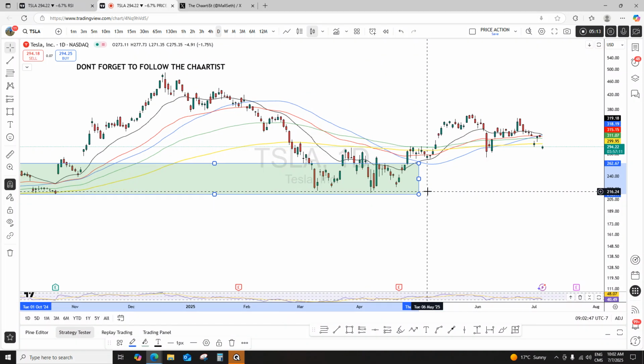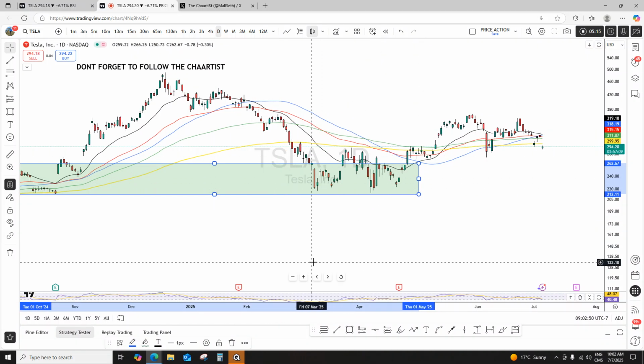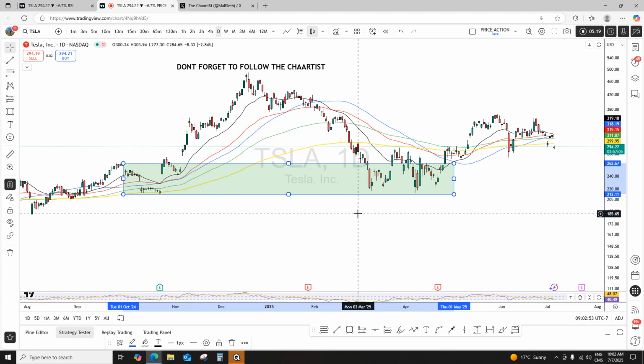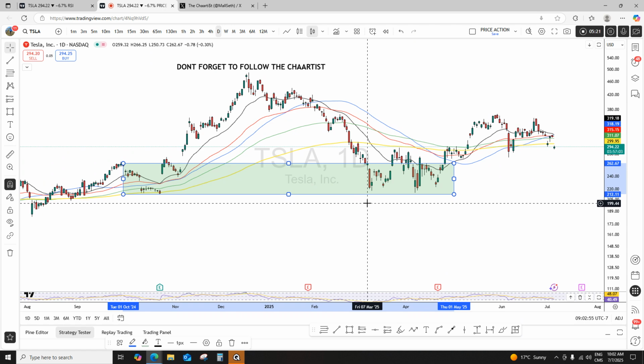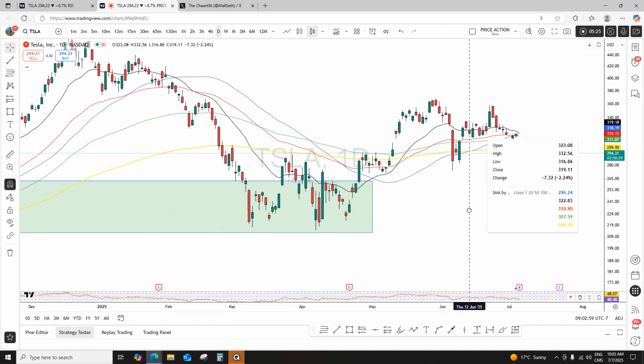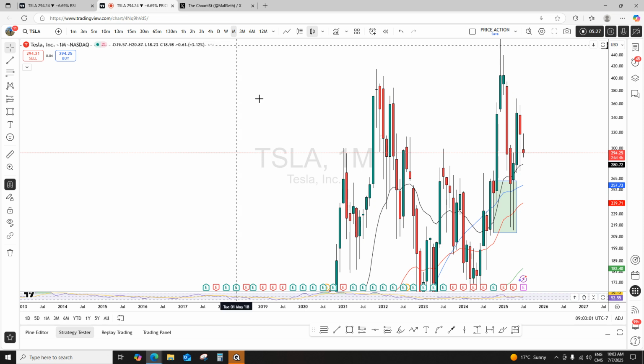You cannot just catch the bottom. There is always a downside to it, and the stop loss was kept here. Okay, I usually keep stop losses bigger in Tesla because this is the behavior of Tesla. This is how Tesla behaves. Okay, so let's switch back to monthly.